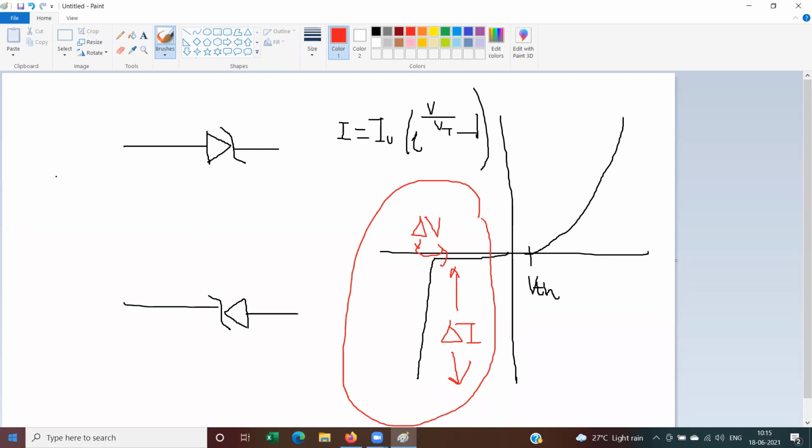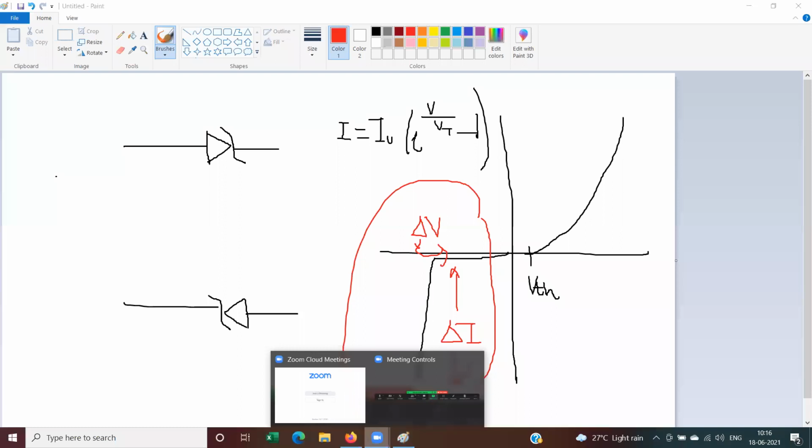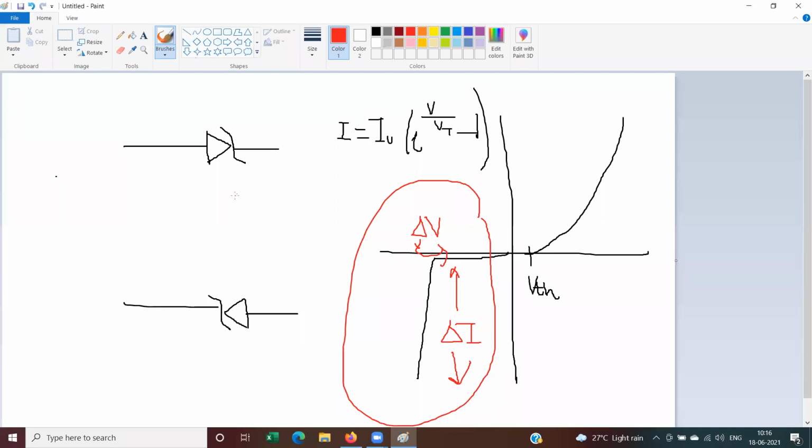Okay, is the basics clear? Is it okay? The basic equation. Okay, right. So first of all we will verify this characteristic. The first part of the experiment is to verify this characteristic. Right. So how to do it?